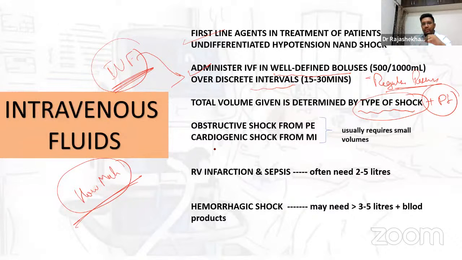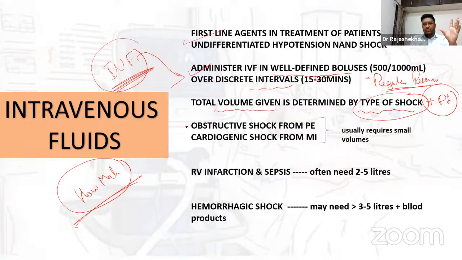The best way to do it is to give it in a well-defined bolus. Give 500 ml, check BP, reassess the patient. Give another 500 ml, give another 500 ml. And when you require more than 2 liters, don't give NS, go for RL. And nowadays, balanced salt solutions are also coming into the picture.